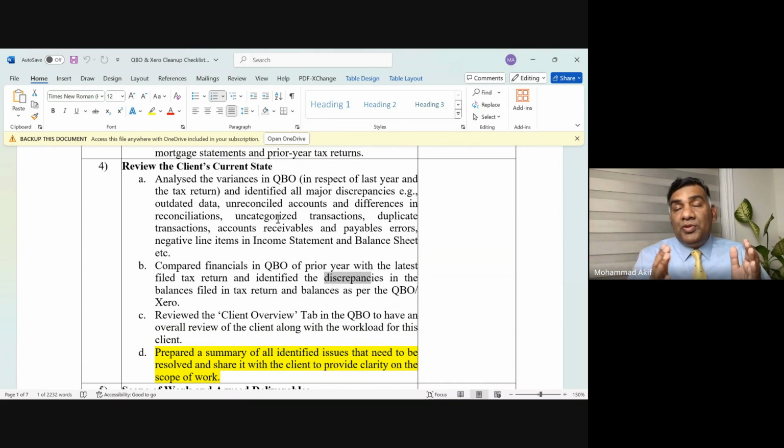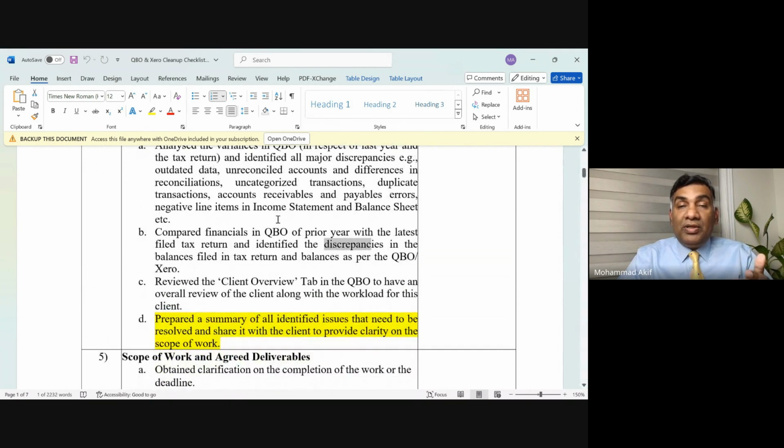So the first thing we do is, again, we pull reports, we do it in comparison, and then we go line by line in summary to find out what the problem is. And then again, we compare that to the tax returns that have been filed, because that is important, right? The tax returns are one of the most important things, and we need to make sure that we are looking at those two when we are fixing QuickBooks.